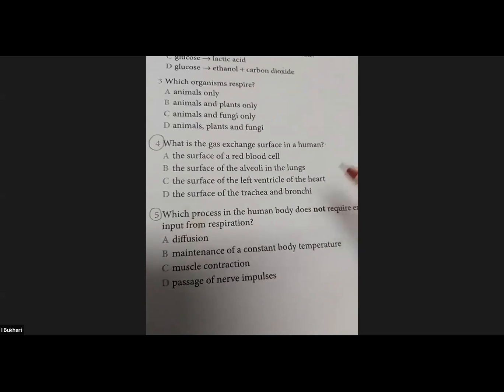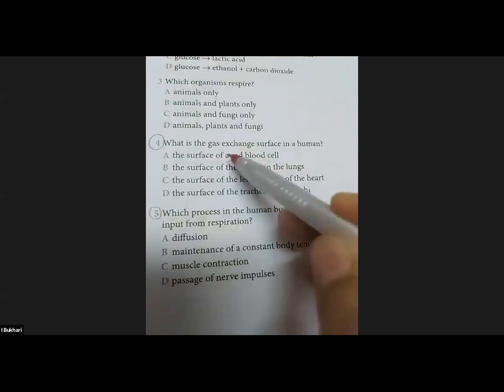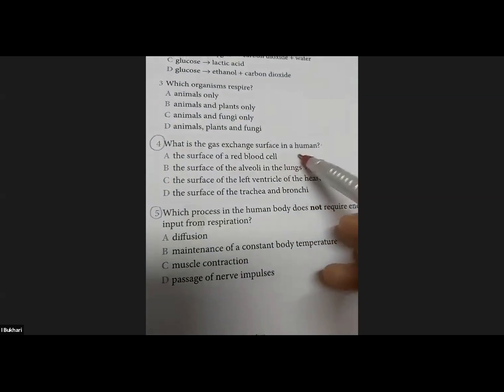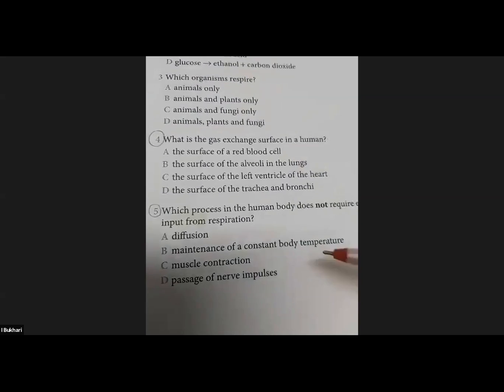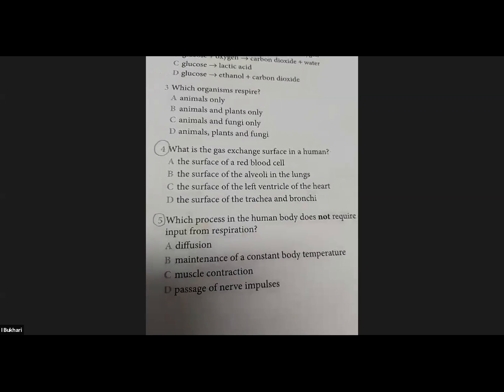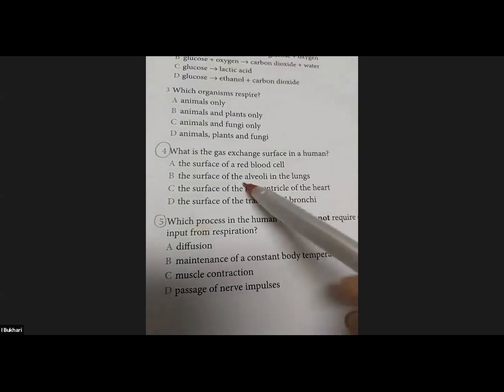I like it. Yes, and at the surface of the red blood cell gases are getting exchanged, but that is not the site where the gases are entering into the body. The place where the gases are entering into the body is the alveoli.